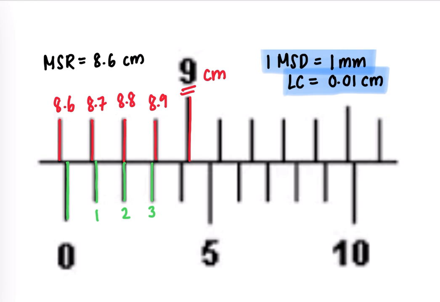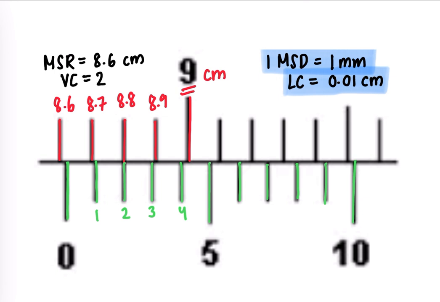3, this is not coinciding. 4, not coinciding. 5, not coinciding. 6, 7, 8, 9, and 10 are all not coinciding either. So obviously, the choice that we have is VC is 2. So now that we've got that, I'm just going to write that down here.